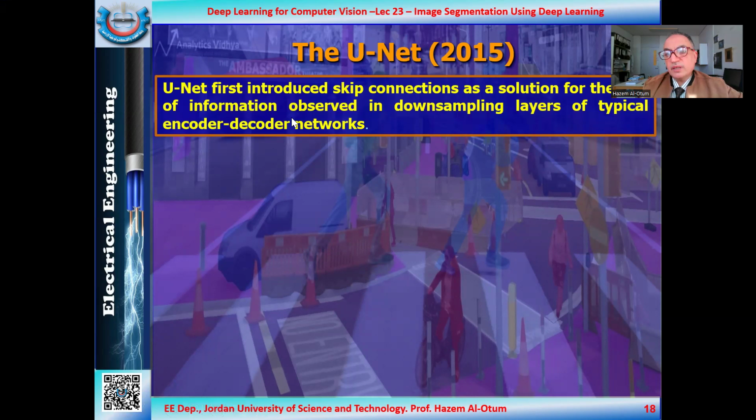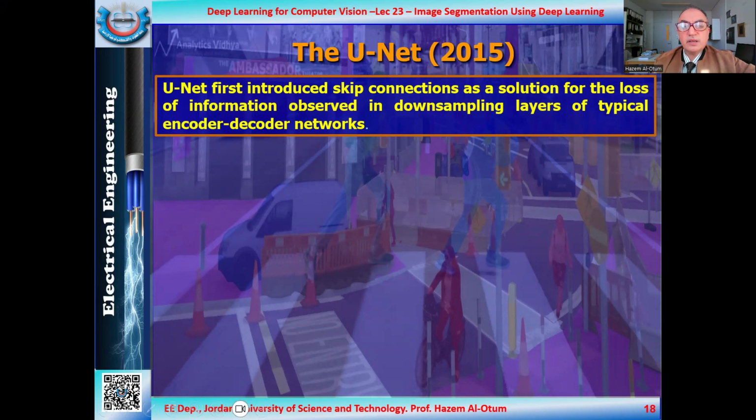The main purpose of the skip connection has been introduced to avoid the loss of information observed in downsampling layers. When you downsample an image, for sure you get some distortion or loss. Sometimes you may require this data at the decoder side. For this purpose, you can just bridge from the encoder to the decoder in order to keep or to follow the original data.